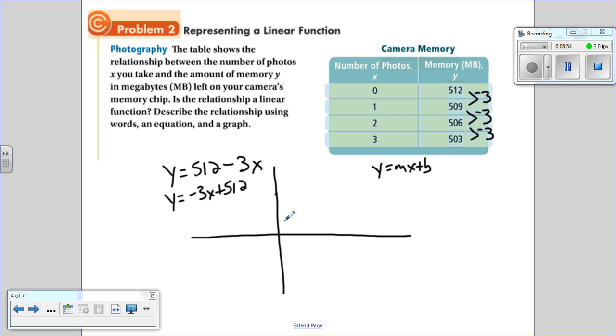And now this is a little bit harder to show on a graph because the numbers are so different. We'll go 100, 200, 300, 400, 500, 600 is up here. So we're going to start right about there. We'll say that's about 512. And then every picture we take, we only go down about 3. So we're only going to go down a little bit there, a little bit there. You know what? We're going to redo that graph. Now, a much better way to show you that graph.